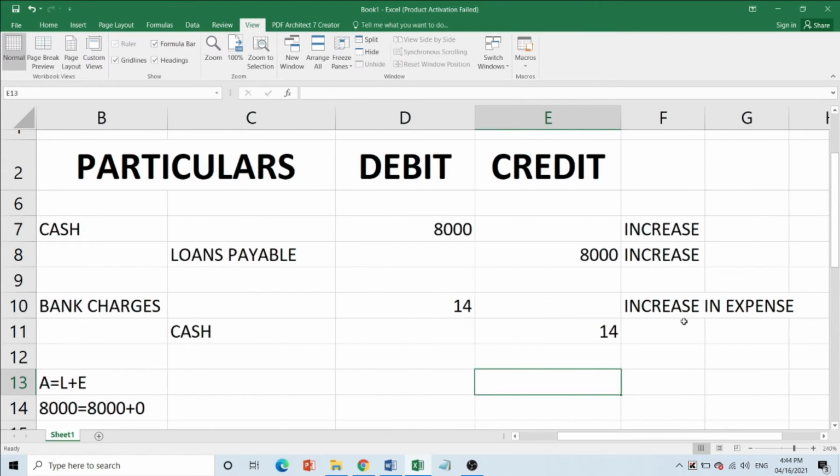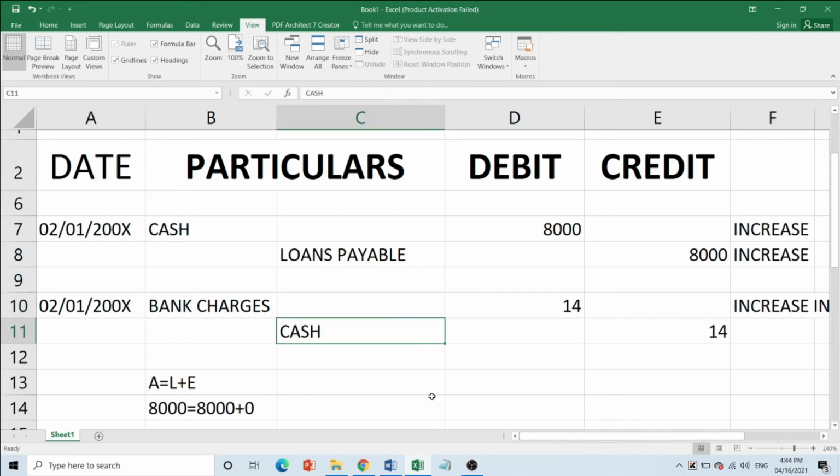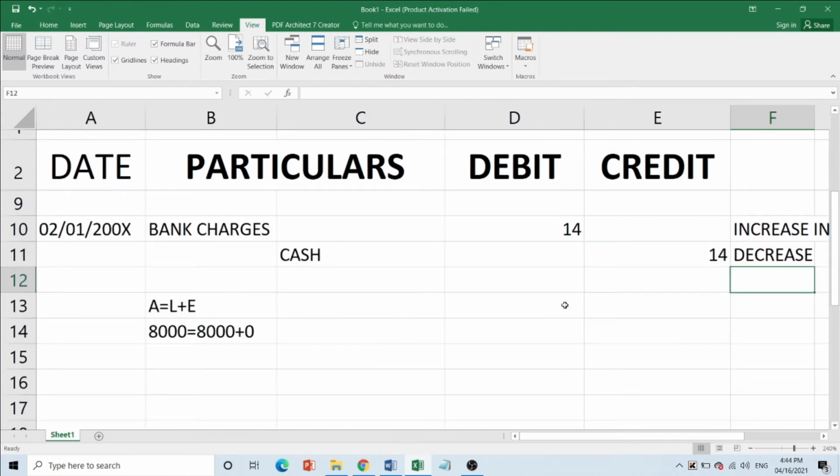Ayan. Remember this? Increase in expense. Cash, ano ang nangyari kay cash? Since this is the value received, or the amount received, or a particular account na in-account natin is debit into bank charges expense, cash is the amount na ibinayad natin. Since ibinayad natin siya, yung cash ay nabawasan. So, decrease. Decrease in asset. So, let's analyze the transaction.